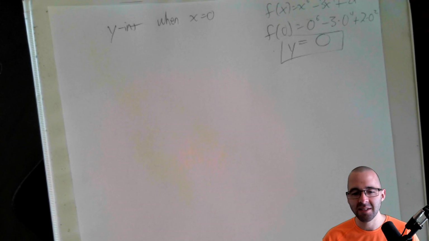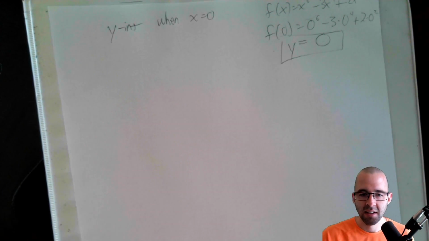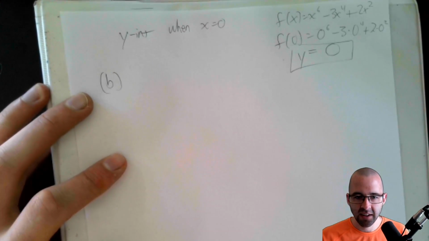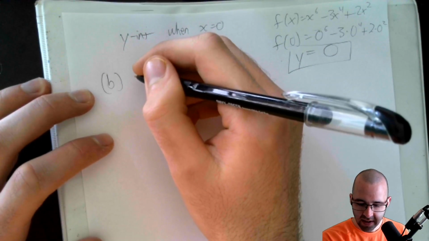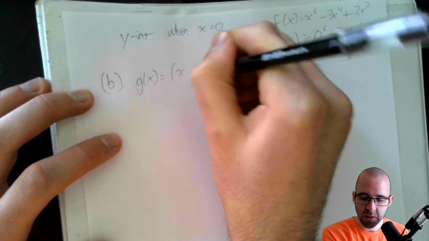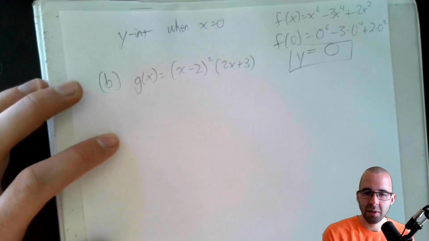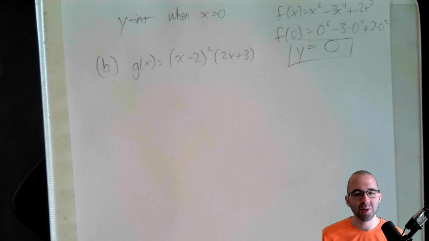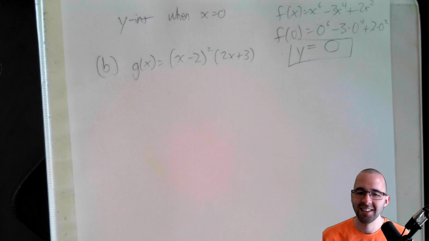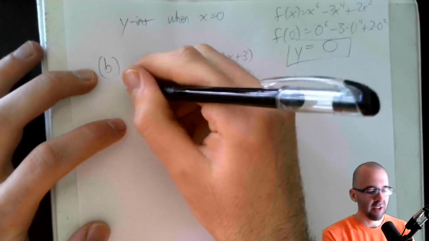All right, let's do another one of these. Part B. G of x equals x minus 2 squared times 2x plus 3. Oh, this one's already factored for us. That is great. All the hard stuff already done, right?